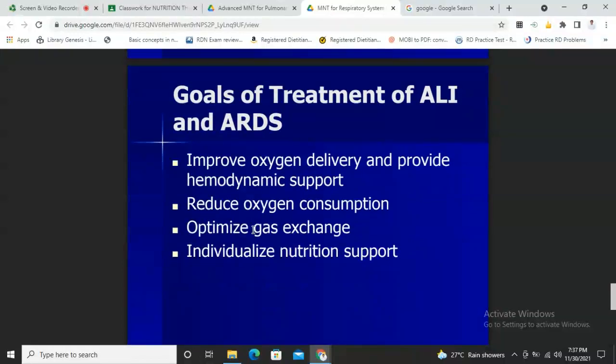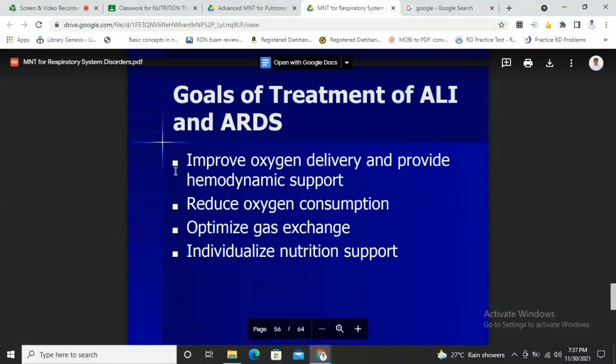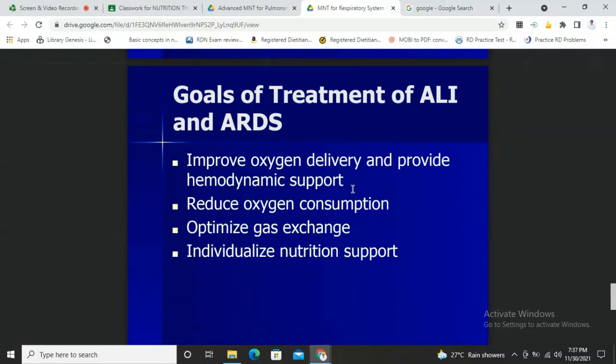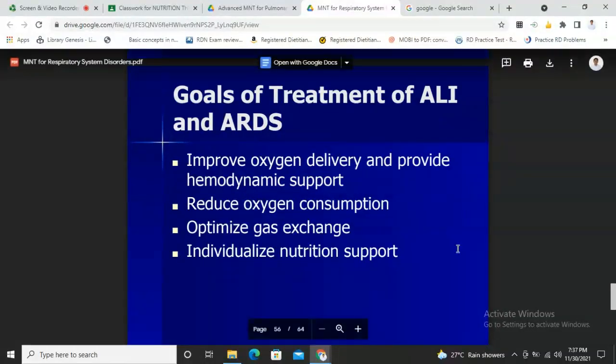So, unsa ato ang treatment? Improve oxygen delivery and provide hemodynamic support. Mechanical ventilation is usually needed.